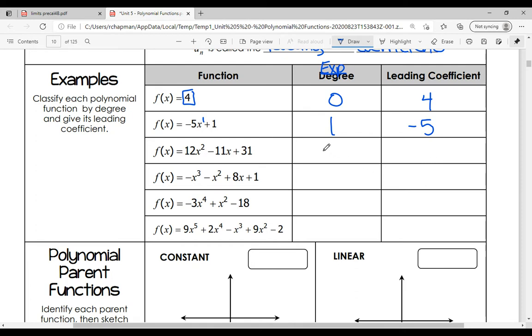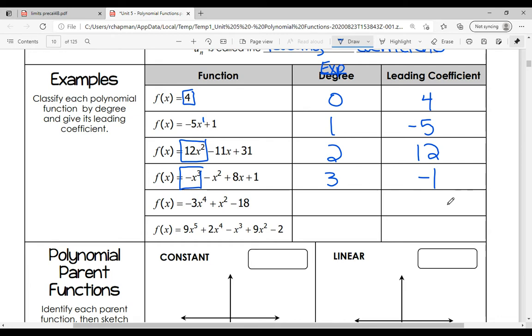Okay, so what's the degree of the third problem? What's the biggest exponent you see? Okay, what number, what's the leading coefficient attached to that term? 12. Here, my biggest exponent is a 3, so that's my degree. My leading coefficient is the -1 that's out in front of that term.